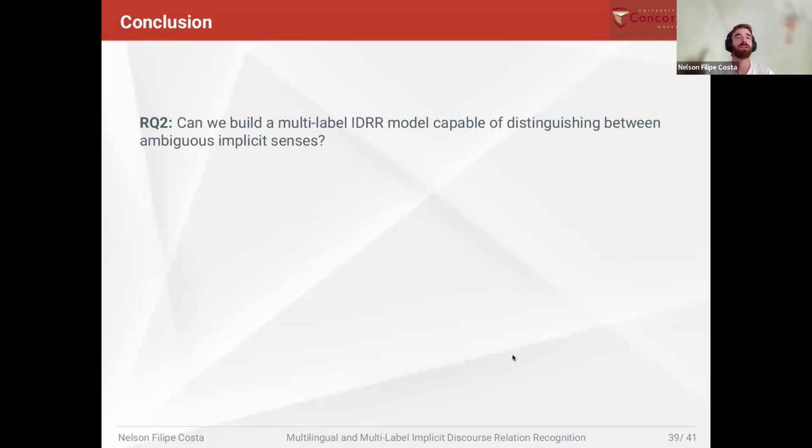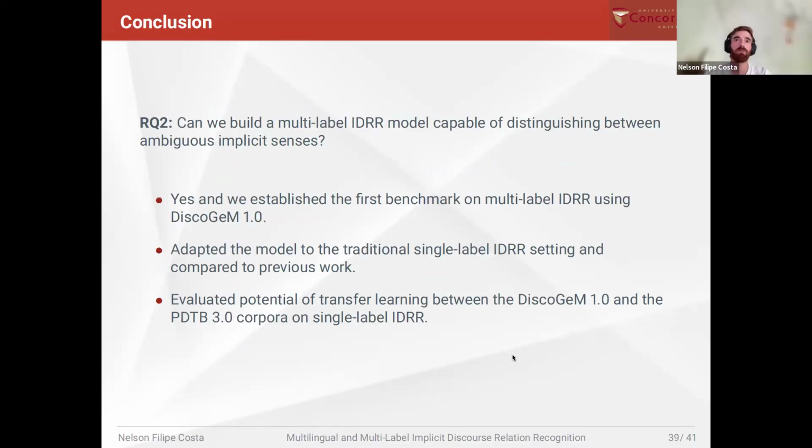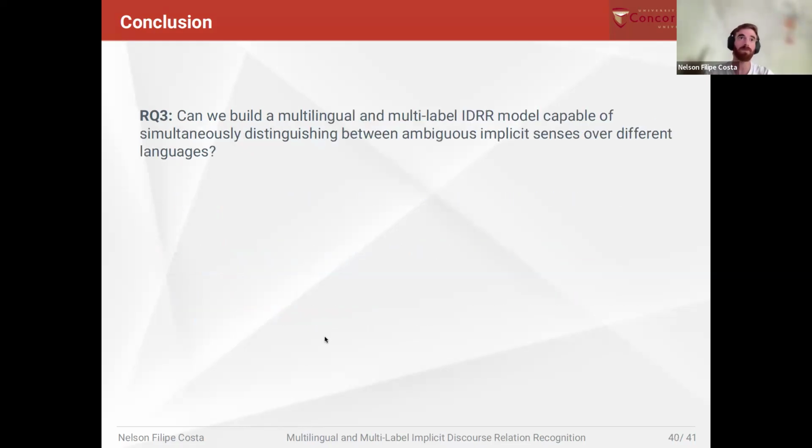So as a conclusion, research question number 2: can we build multilabel IDRR models capable of distinguishing between ambiguous implicit senses? The answer is yes, and in doing so, we established a first benchmark on multilabel IDRR. We also adapted our model to the traditional single-label IDRR to compare it to previous work, and we provided the first study on the potential of transfer learning between Discourse Gem 1 and PDTB 3 corpora on single-label IDRR.